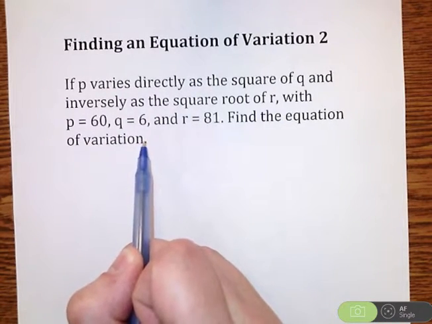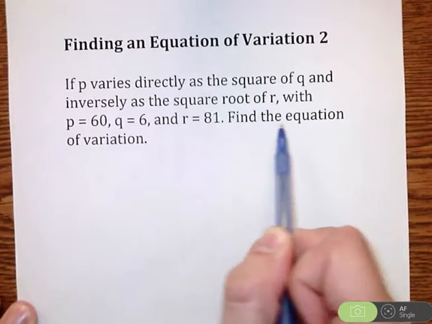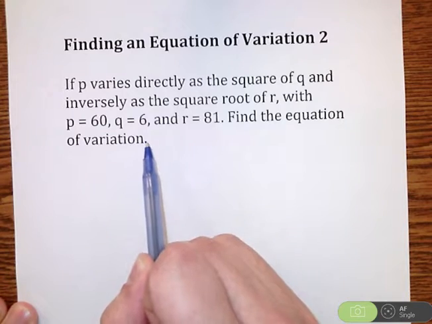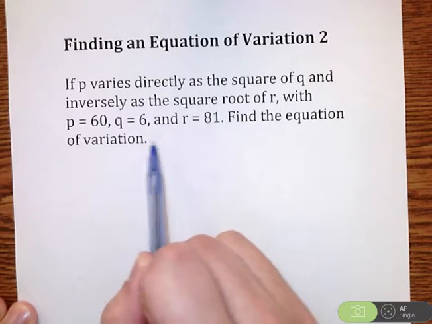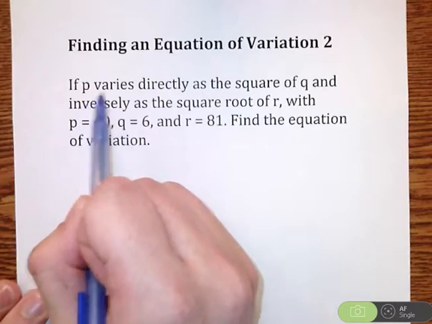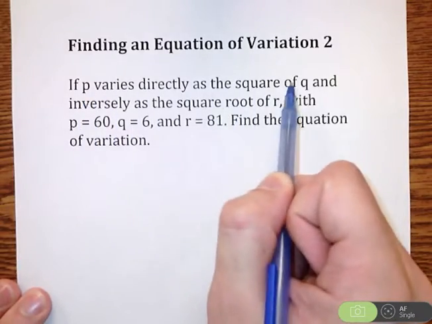So there's a lot of steps here. The goal here is to find the equation of variation. So I want everything put together with my constant of variation, that's a, figured out. So let's start back at the beginning. P varies directly as the square of q.